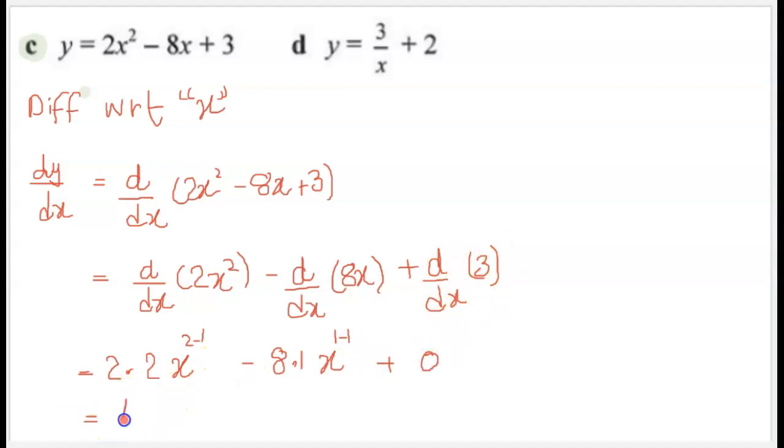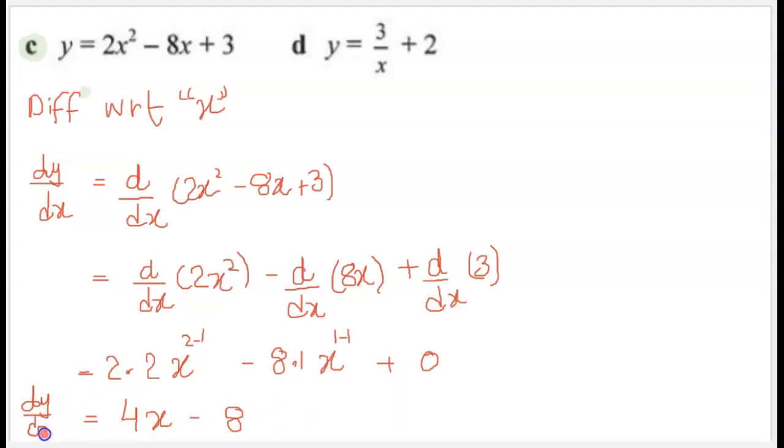So this will become 2 times 2 is 4, 4x to the power 1. It's up to you if you want to write the 1 or not. Minus 8, x to the power 0. Anything to the power 0 is actually 1, so we don't write this down. And this is what we got.